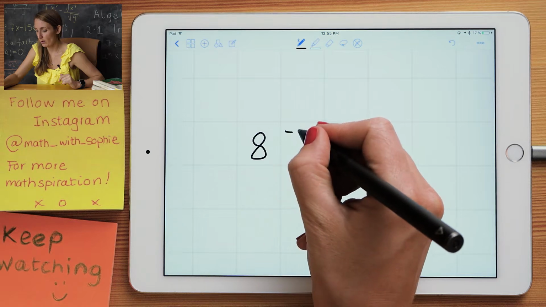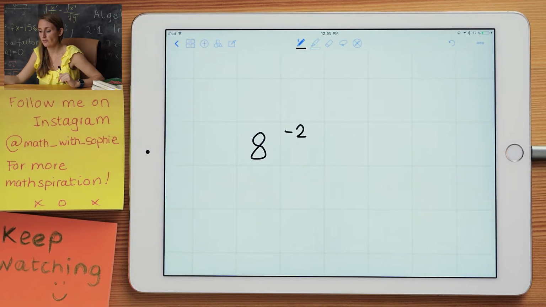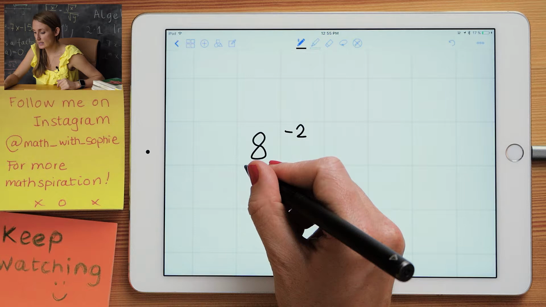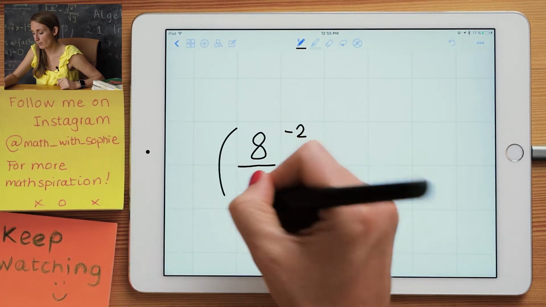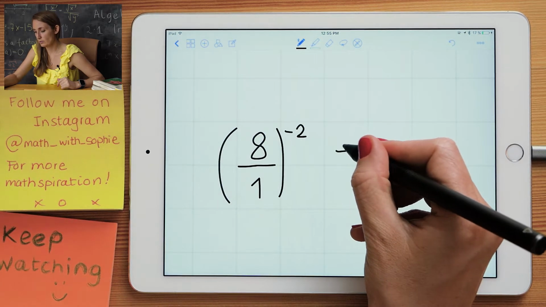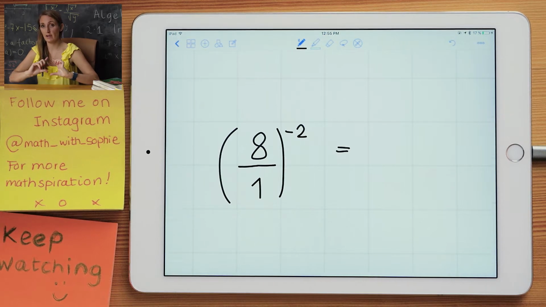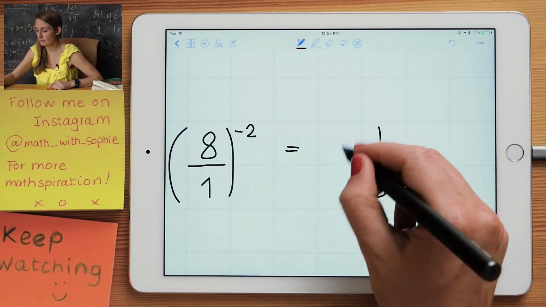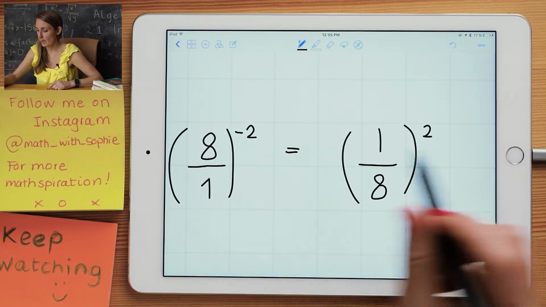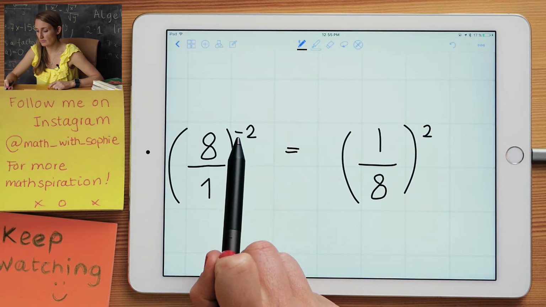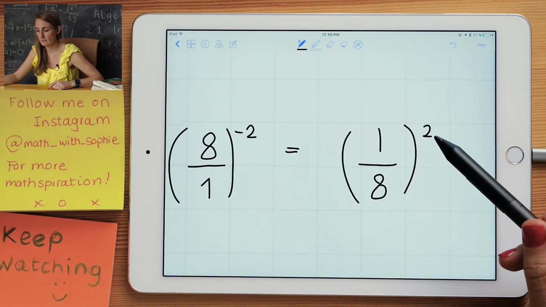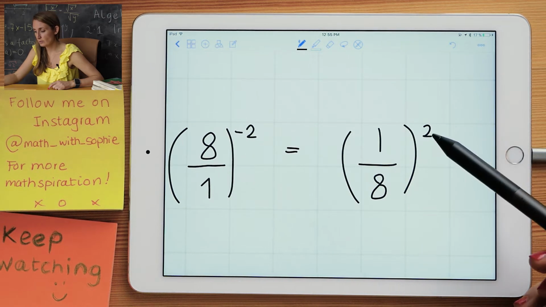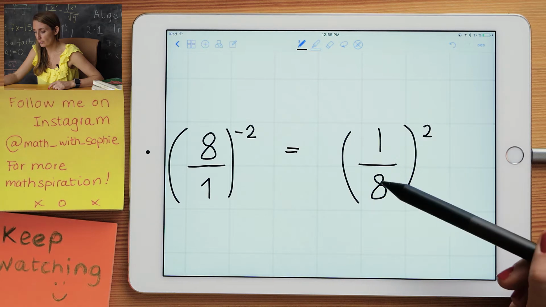8 to the power of minus 2. If you remember, 8 is the same as 8 divided by 1, or 8 over 1. So all you do if you have a negative power is flip your number upside down. So 8, which is 8 over 1, flips upside down to 1 over 8. Then you can change your negative index into a positive index. For the next step, all you need to do is put the squared onto both of these.